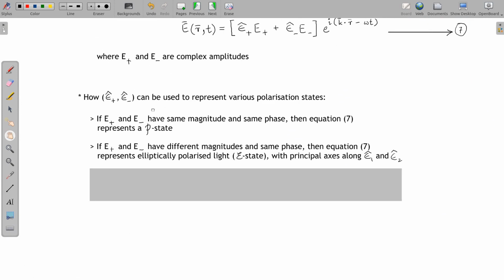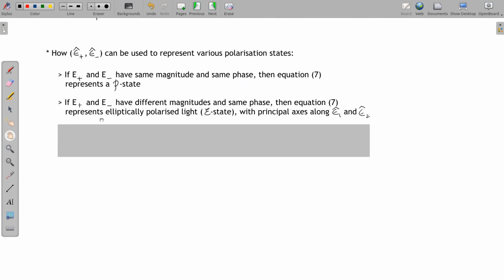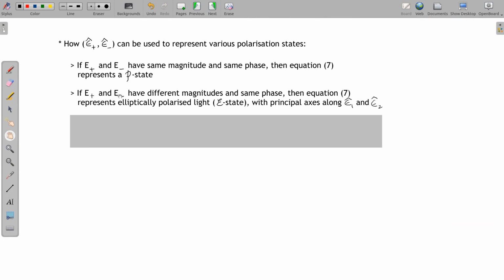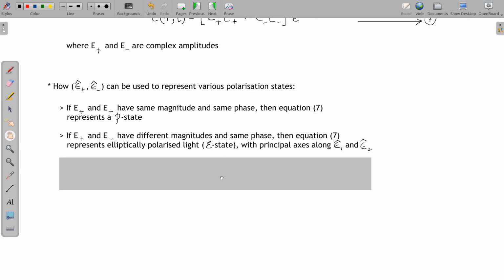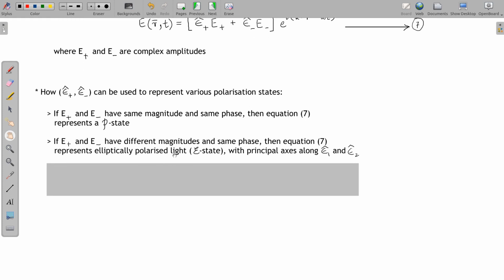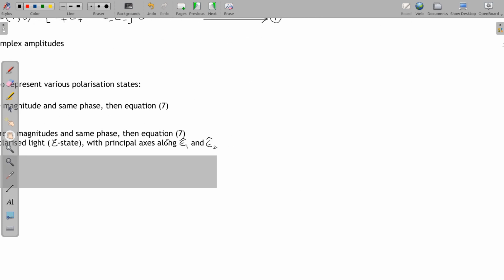So that is an elliptically polarized light, or the E state. So if E plus and E minus have different magnitudes but the same phase, then equation number 7 represents elliptically polarized light but with principal axis along epsilon 1 and epsilon 2.